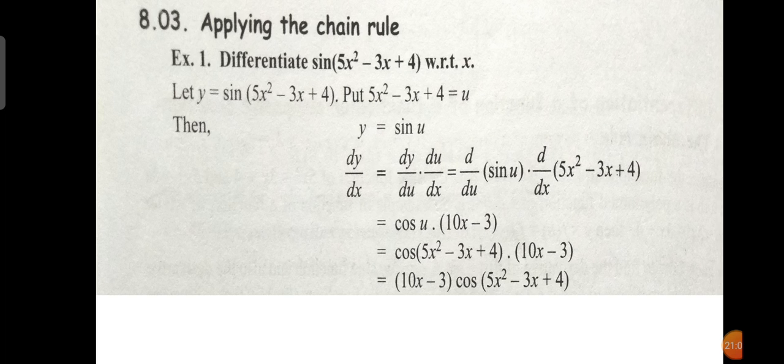That is dy by du into du by dx. That is dy by du of sine u into d by dx of 5x square minus 3x plus 4. Okay, that is cos u into 10x minus 3. That is cos of, what is u? Substituting u, that is cos of 5x square minus 3x plus 4 into 10x minus 3. After that you have to substitute u. That is the only thing. Okay, yes.